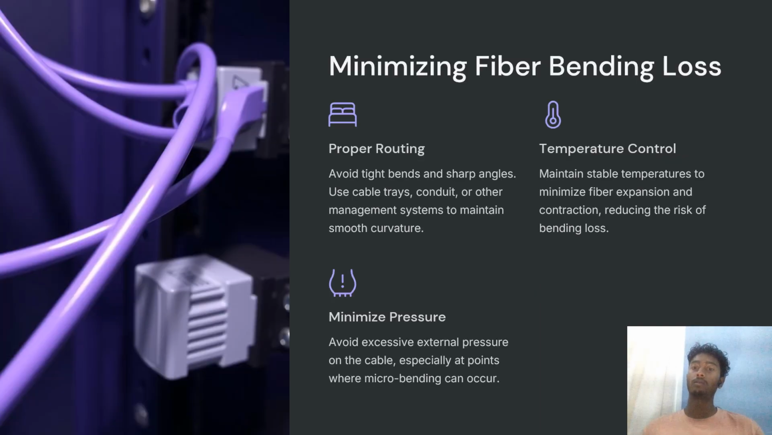Minimizing fiber bending loss can be done by proper routing, temperature control, and minimizing pressure. For proper routing, avoid tight bends and sharp angles. Use cable trays, conduit, and other management systems to maintain smooth curvature. Temperature control: maintain stable temperatures to minimize fiber expansion and contraction, reducing the risk of bending loss. For minimizing pressure, avoid excessive external pressure on the cable, especially at points where microbending can occur.